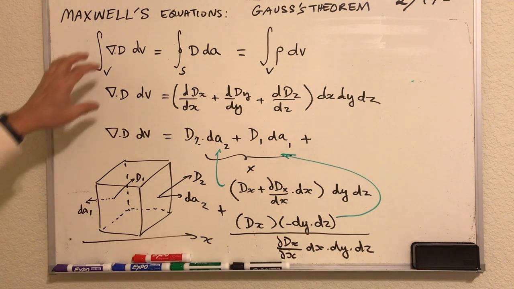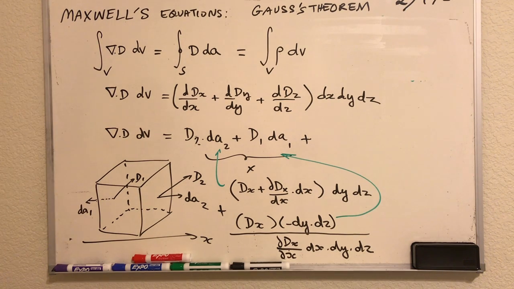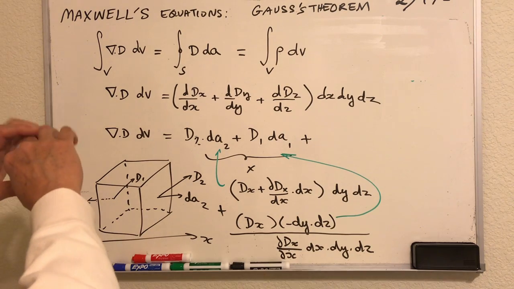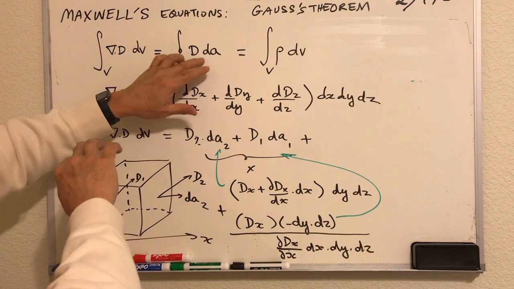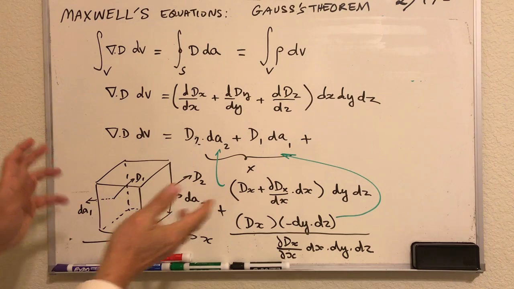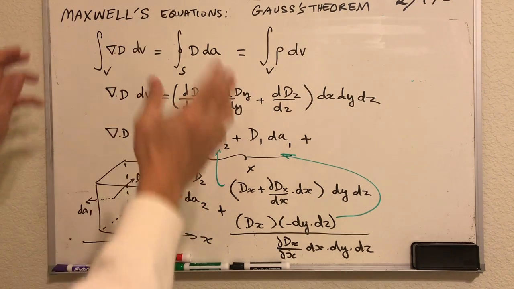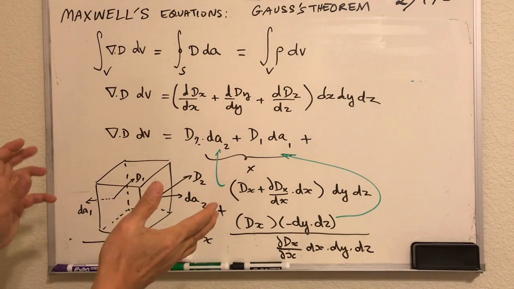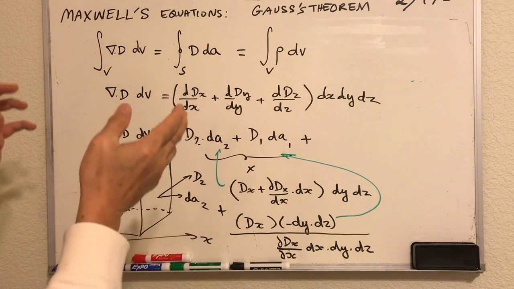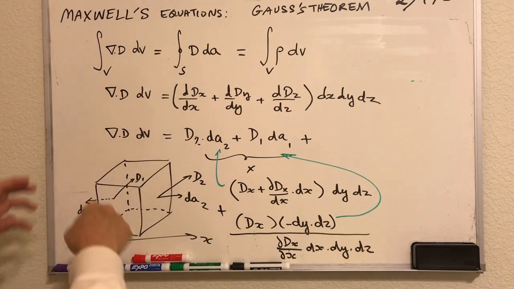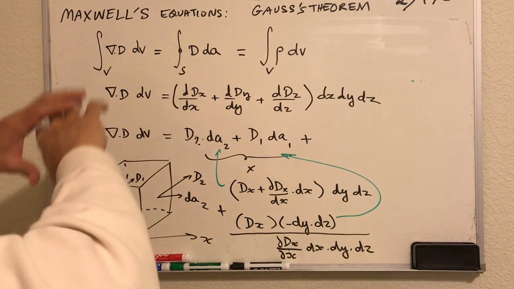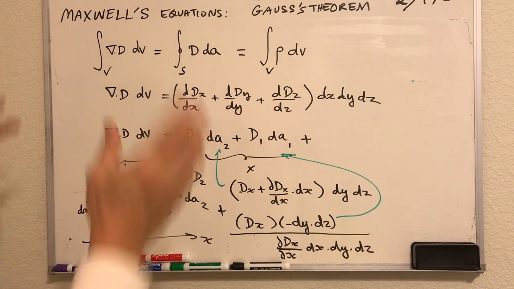So there you go. That's my understanding of how Gauss's theorem or the divergence theorem works. In this particular case, we have the integration of D over the area, the flux of some vector going through the surface of a volume, equal to the divergence of that vector, or the summary of all the divergence within that volume.